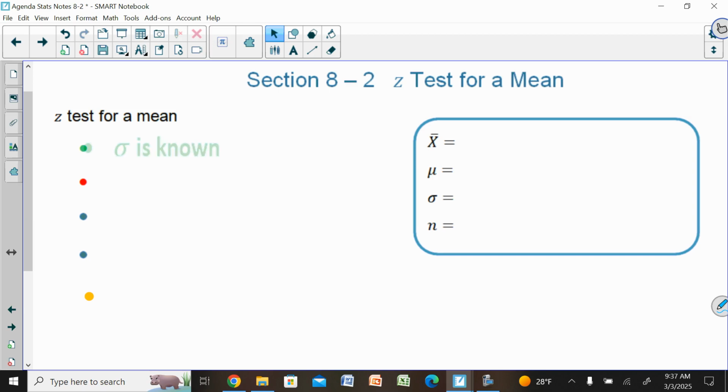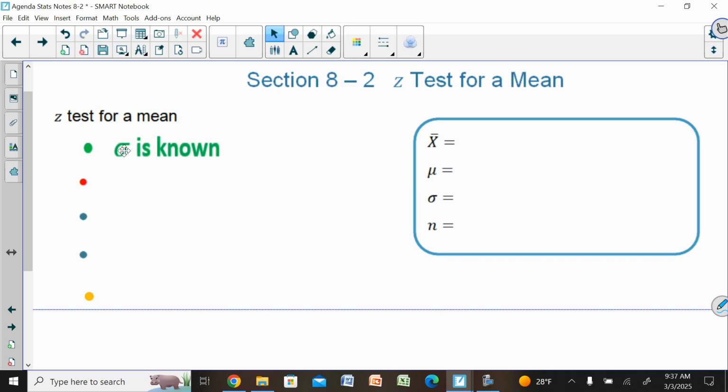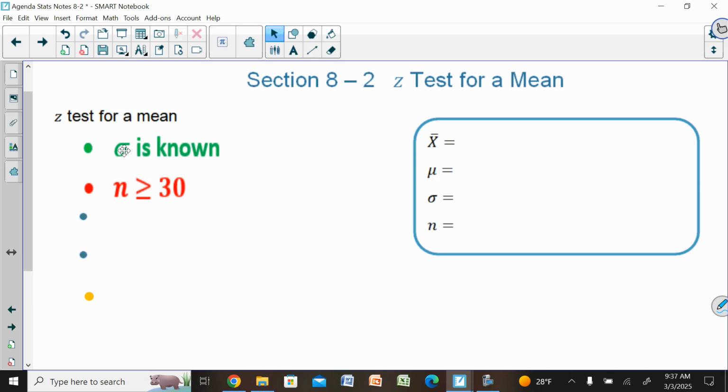So z-test for a mean. We're going to use z because we know sigma. Right, so same rules apply. Our sample size we're not sure about, but we definitely know that we know sigma. Sample size is probably greater than or equal to 30. Again, that's our second thing that we look at. I look first to see if we know our population standard deviation.